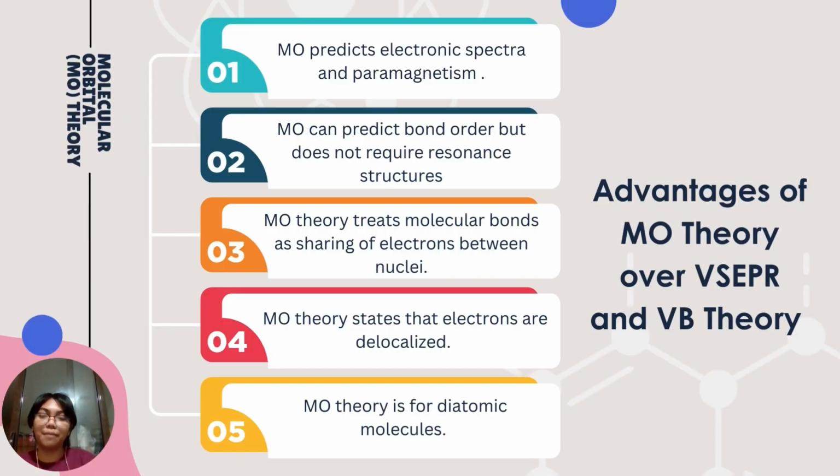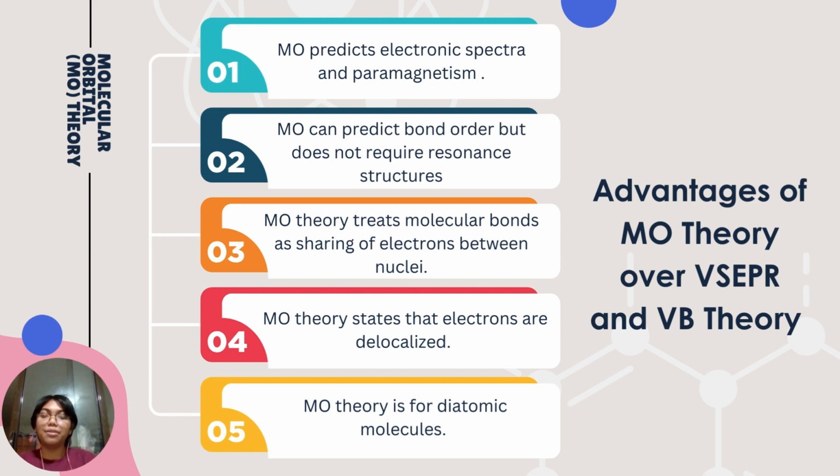Before I discuss more about molecular orbital theory, let us first talk about its advantages over VSEPR and valence bond theory. First, MO theory does a good job of predicting electronic spectra and paramagnetism, when VSEPR and valence bond theories do not. The MO theory, like valence bond theory, predicts the bond order of molecules, however, it does not need resonance structures to describe molecules.